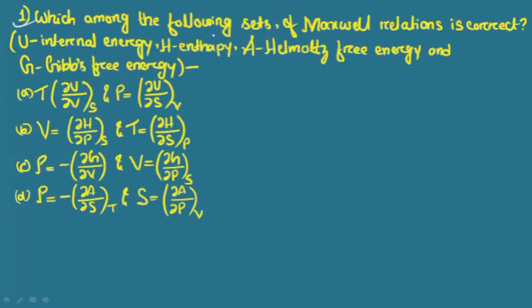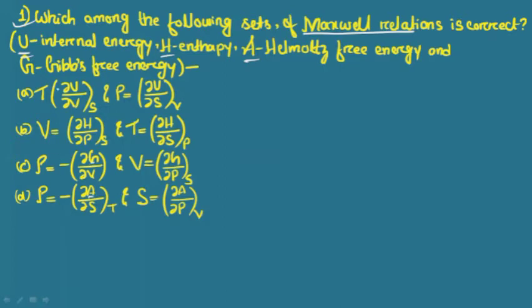The first question is: which among the following sets of Maxwell relations is correct? You are having four relations here. You have to choose one set which is the correct Maxwell relation. Here it is given U is the internal energy, H is the enthalpy, A is the Helmholtz free energy, and G is the Gibbs free energy.